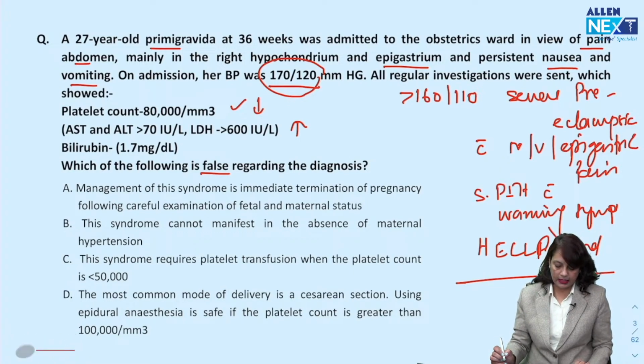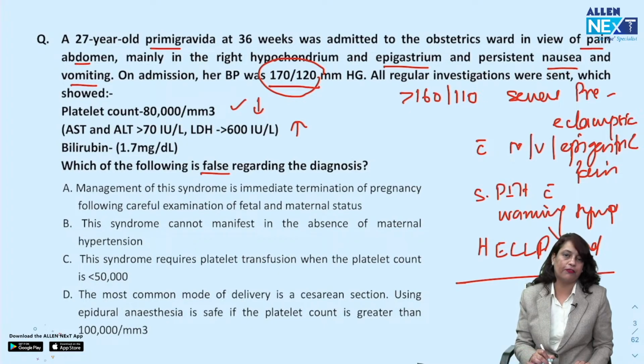Let us see the second, third and fourth options. This syndrome cannot manifest in the absence of maternal hypertension. This syndrome requires platelet transfusion when platelet count is less than 50,000.